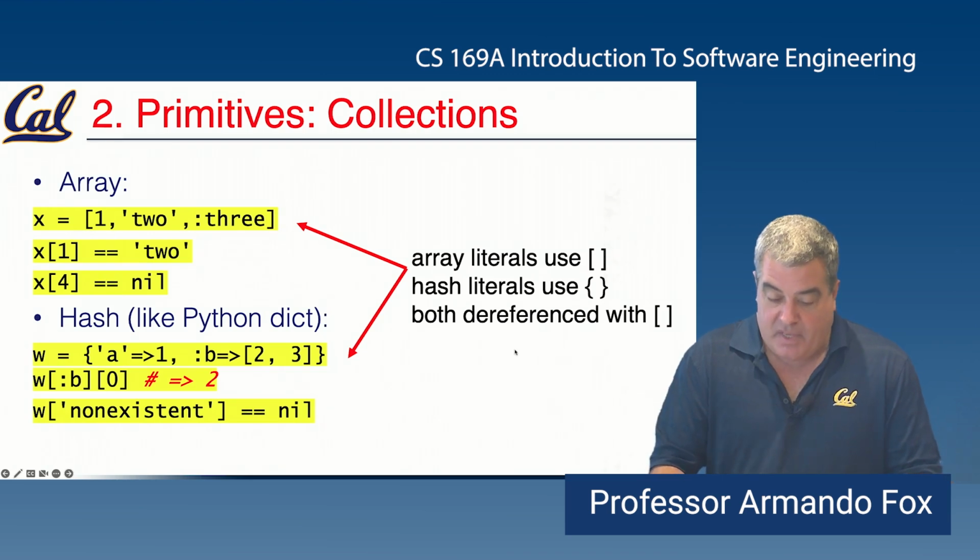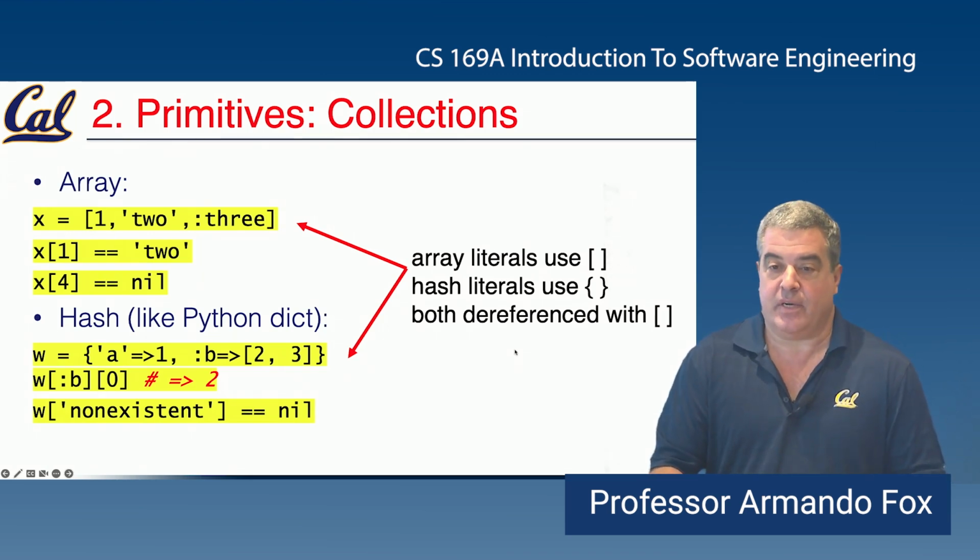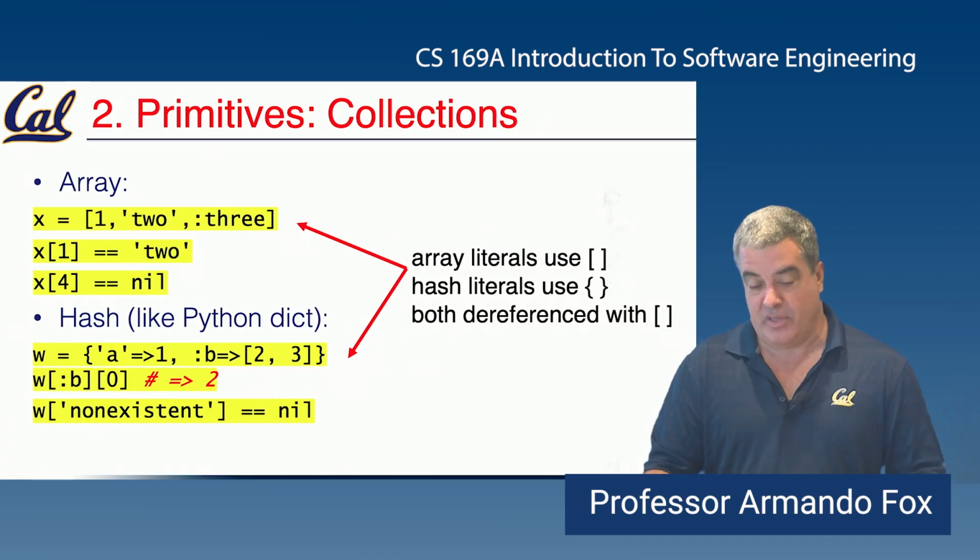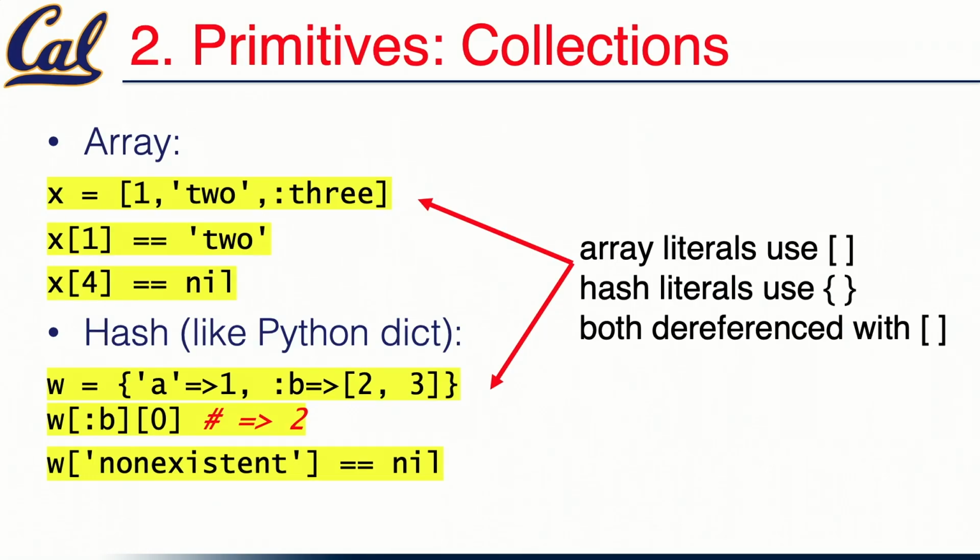Similarly to arrays, if you try to dereference a hash key that doesn't exist, you'll just get back nil, right? So it's always safe to try to dereference. And there's also a whole bunch of other methods around arrays and hashes. Like you can ask a hash if it has a key or not. You don't have to dereference it and see if you get nil, but I'm just trying to give you the basics, not the overview of the entire language.